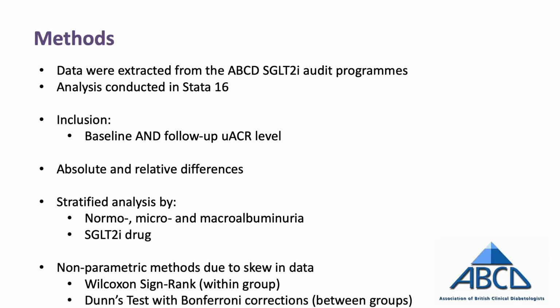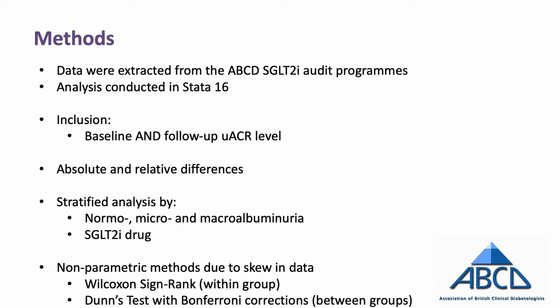For this analysis, data were extracted from the ABCD SGLT2 audit programs, and the analysis was conducted in Stata 16. To be included, patient datasets required at least a baseline dataset for urine albumin creatinine ratio and one follow-up. We looked at both absolute changes in urine albumin creatinine ratio, but we also looked at relative changes expressed as a percentage reduction from baseline. We did a stratified analysis where we grouped patients by normo, micro or macroalbuminuria at baseline, and we also grouped them by SGLT2 inhibitor drug to allow for comparisons between the three drugs that we had data for.